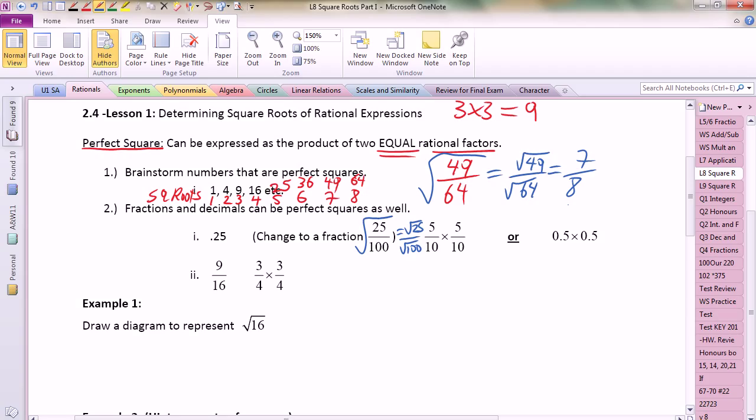Just like square root 9 over 16 equals square root 9 over square root 16. Okay. Any questions? Yeah, Plato.